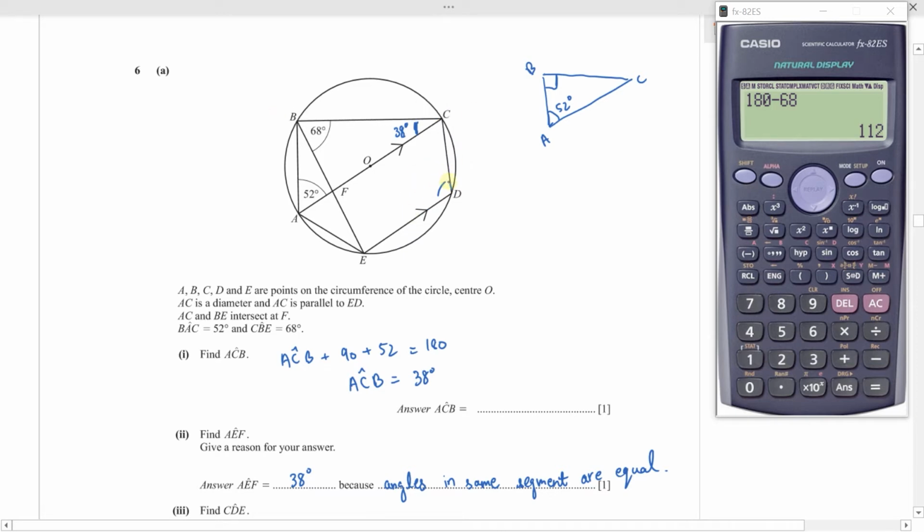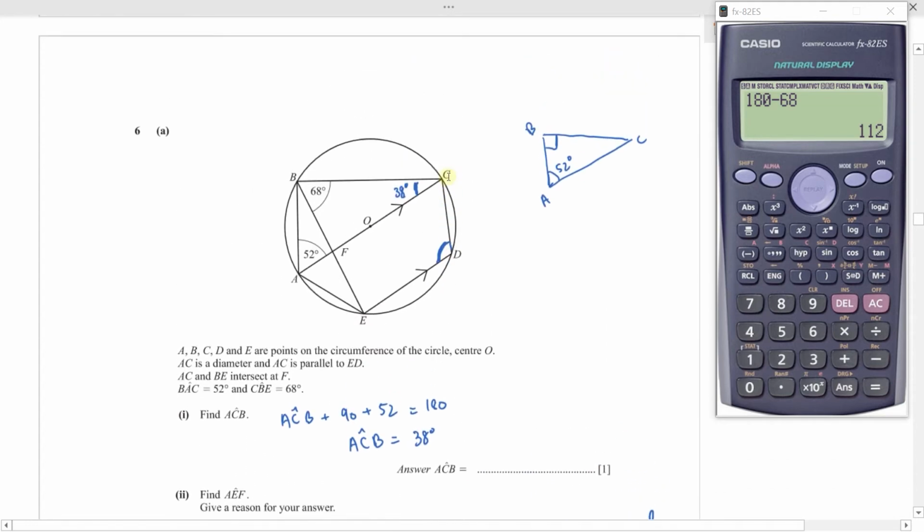So we just calculated this one. Angle CDE was 112, so this here is 112. Now the angle that we need to calculate is BCD. BCD is this full angle. We know part of this angle is 38. So if I can calculate this angle, angle FCD, I can add angle FCD to 38 to get this full angle BCD.